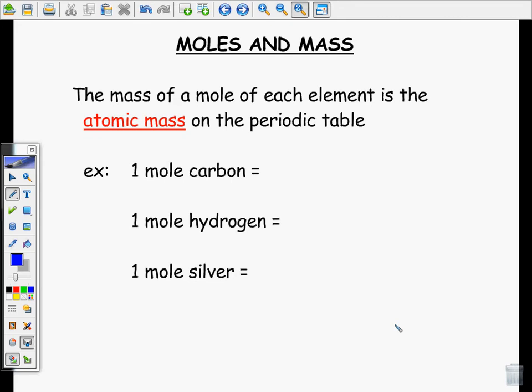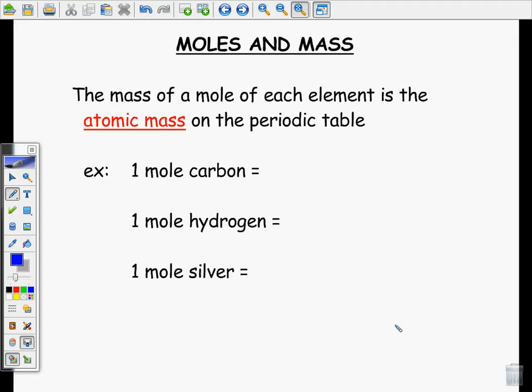Atomic mass on the periodic table is the mass of a mole. All those masses give us the mass of 6.02 times 10 to the 23rd atoms of each of those elements. So even though they have the same amount of atoms, they might have different masses because they have different densities. And I want you to round these to 2 decimal places.